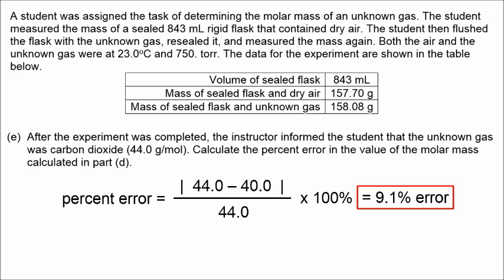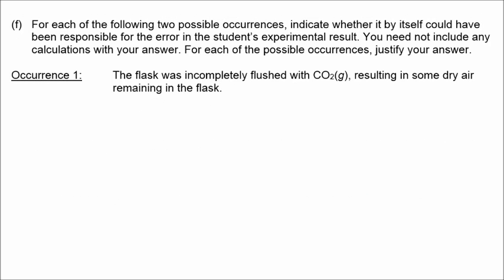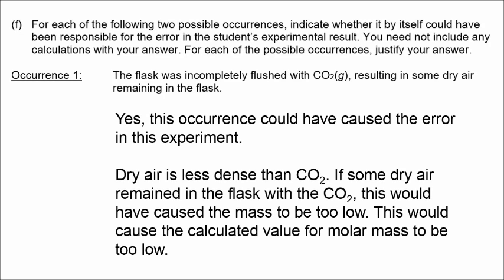It was too small. We've got two different examples of a situation that could have caused this error. So did this first example cause the molar mass to be too low? Some of the dry air remained in the flask. Remember that this carbon dioxide is more dense than the dry air. So yes, this occurrence could have caused the error. Since dry air is less dense than carbon dioxide, if some dry air remained in the flask with the CO2, this would have caused the mass to be too low, and therefore the calculated value for molar mass would be too low.